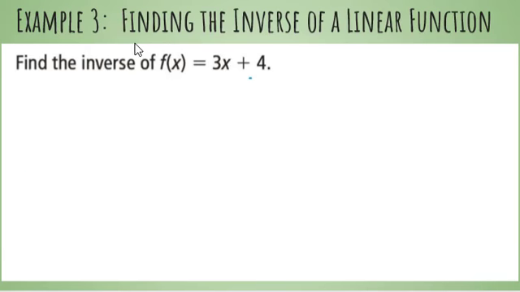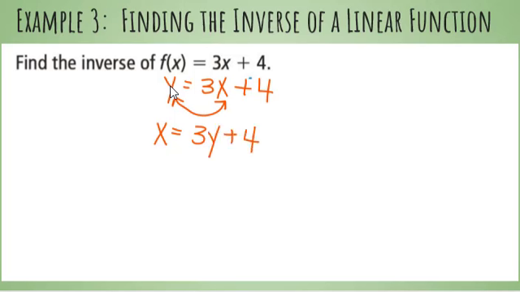For example 3, you're finding the inverse of a linear function. Again, we start by replacing f of x with y, so we have y equals 3x plus 4. To find the inverse function, we switch the x and the y. I'm going to rewrite this exact same thing and just switch the x and the y in their places. So I have x equals 3y plus 4. Now we're going to solve this equation for y.